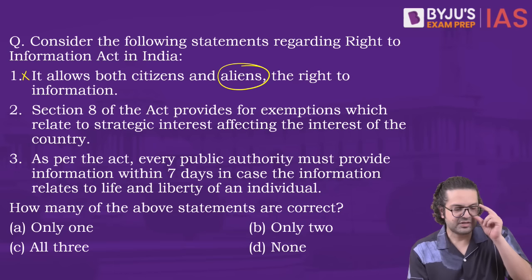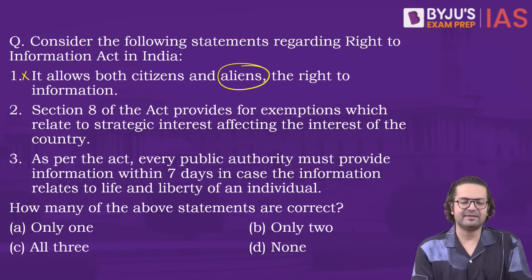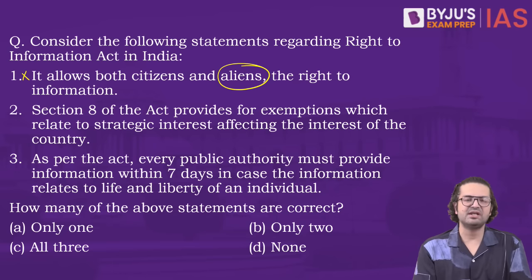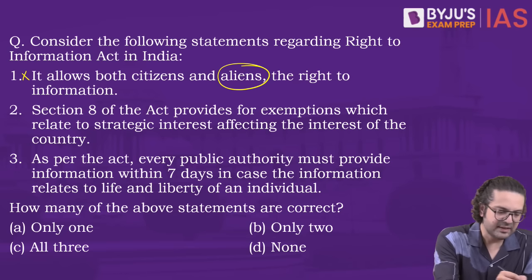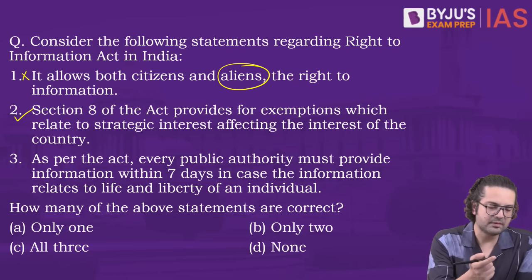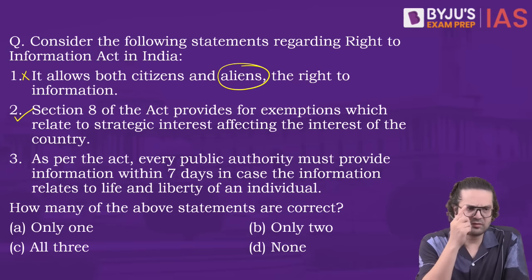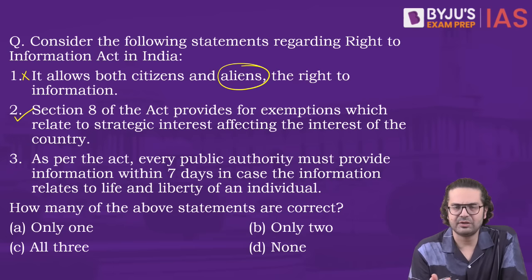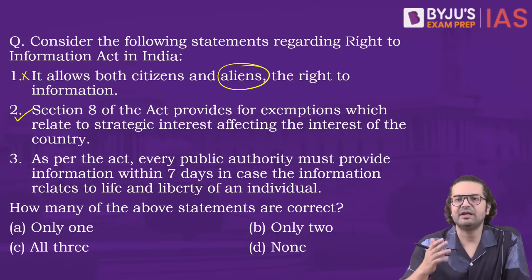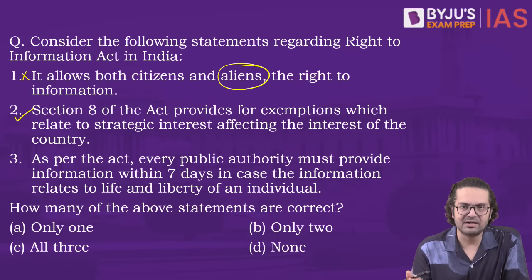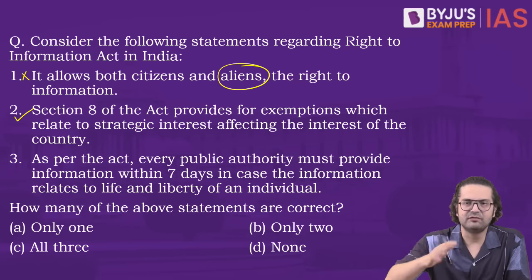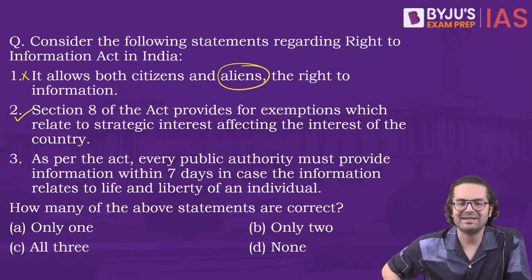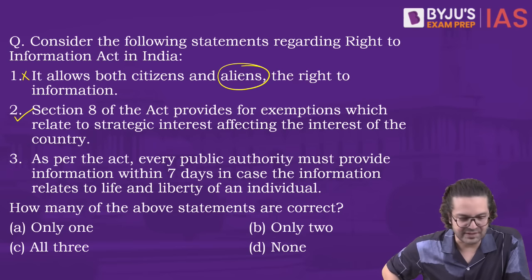Number 2, Section 8 of the Act provides for exemptions which relate to strategic interest affecting the interests of the country. Yes, there are certain pieces of information or certain questions that you cannot ask. Why? Because it might jeopardize the interest of the country, or there are other provisions which are mentioned under Section 8 of this RTI Act 2005.